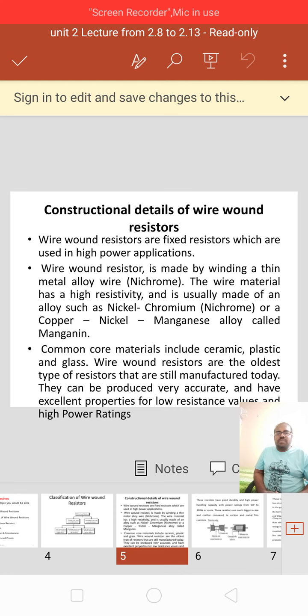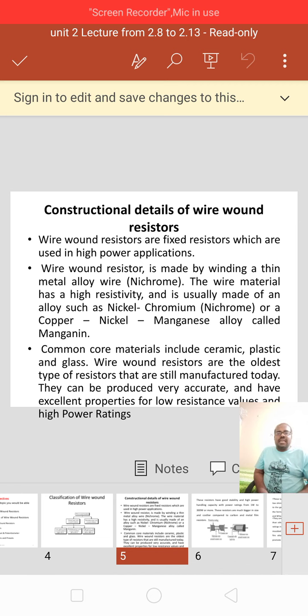Wire wound resistor is made by winding a thin metal alloy wire, that is nichrome. The wire material has high resistivity and is usually made of an alloy such as nickel chromium, that is nichrome, or a copper nickel manganese alloy called manganin. Okay, there are two kinds of materials used for making wire wound resistors. First one, thin metal alloy named nichrome. Another one is manganin.